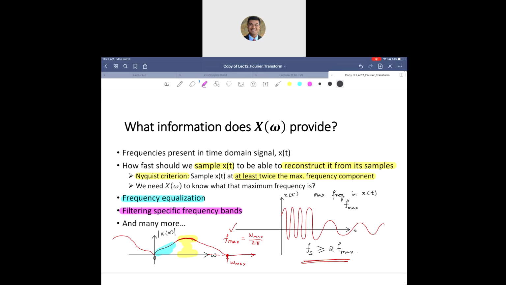All right, questions about this slide? I know there was a lot to unpack here, but we will revisit Nyquist criteria and frequency equalization and filtering specific bands later in the course as well.